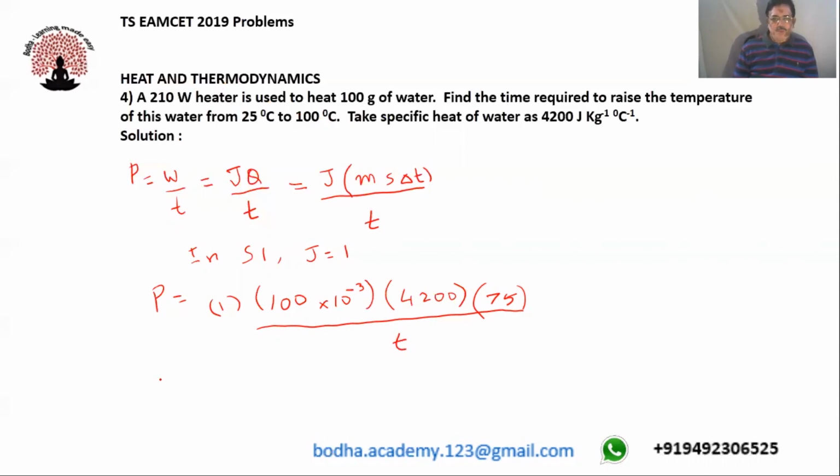In the problem, power is given as 210 watt, so I will substitute it in place of P. Now we must simplify and find the value of t. On simplification, we will get the value of t as 150 seconds.